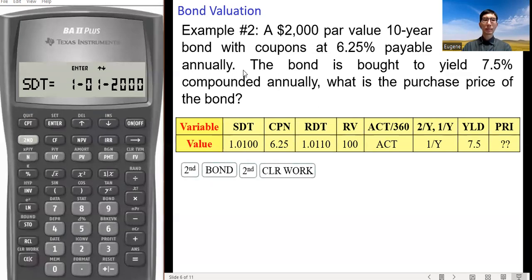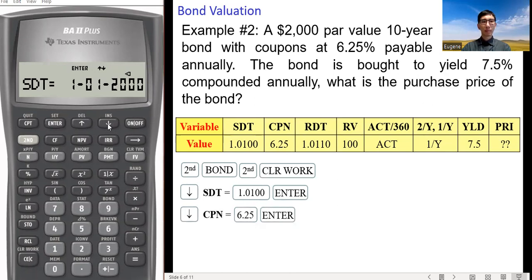Using the calculator, clear all the work if necessary after activating the bond worksheet. And then key in SDT 1.0100 and then enter. And next CPN 6.25, enter. RDT, January the 1st, 2010, 1.0110, enter.